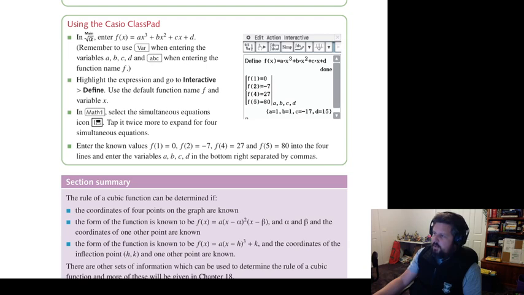Type in each of the equations. Here, f of 1 was equal to 0, and so forth. There's the 4 of them. After this little bar in the template, what you need to do is actually say, hey calculator, these are the variables that I want you to solve. I want you to tell me what A is, what B is, what C is, and what D is, and separate those with a comma.